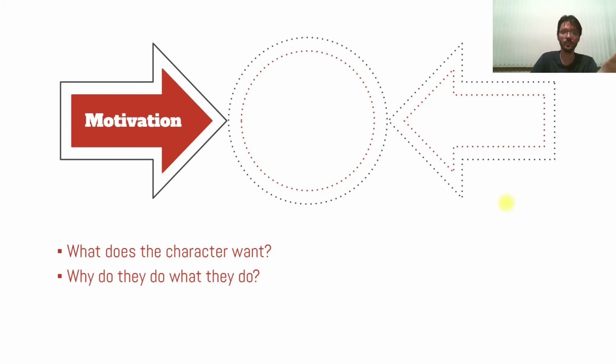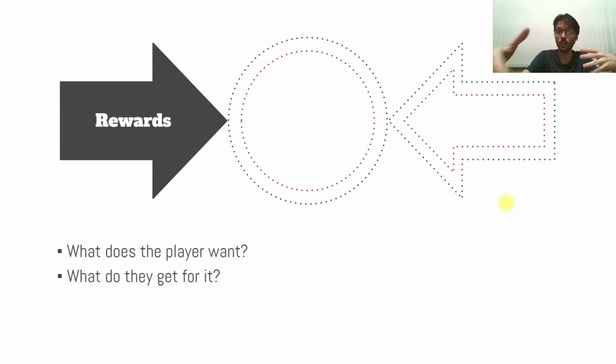So this is in the fictional world. In the mechanical world, we are talking about rewards. What does the player want from that experience? And what do they get for it? So if you want your players to engage in a certain mechanic and ask them to produce some kind of story together, you have to reward them. The most basic form of reward is character evolution or some kind of in-game currency. But it's not just that. If you want some kind of behavior to happen at the table amongst the players, you have to think if your rewards are aligned with that.